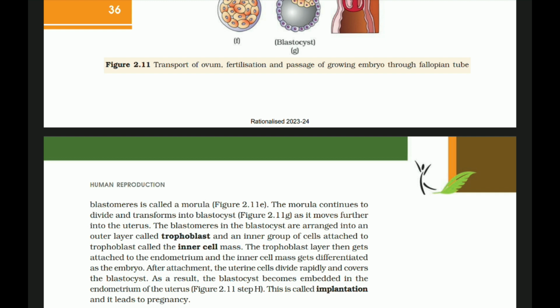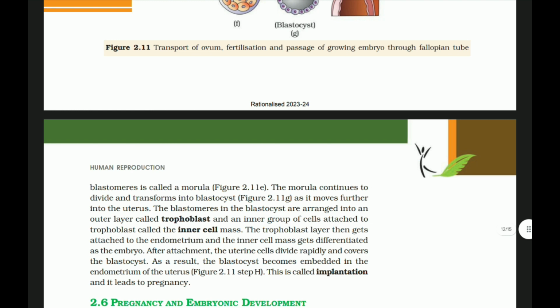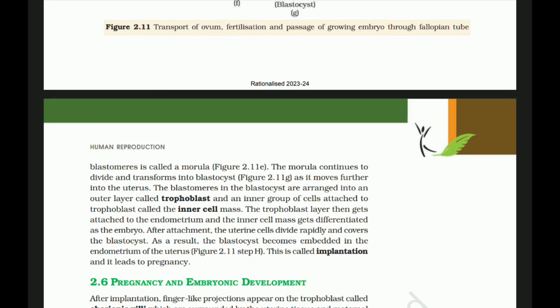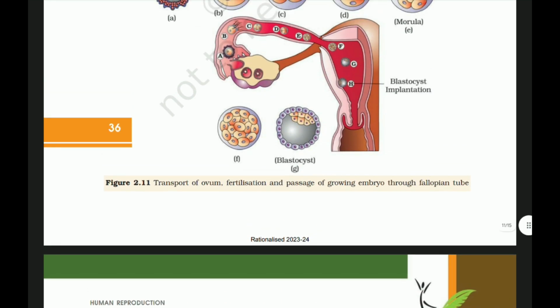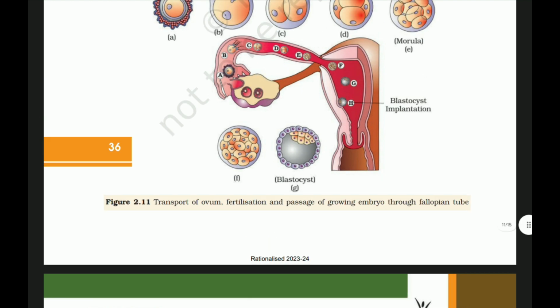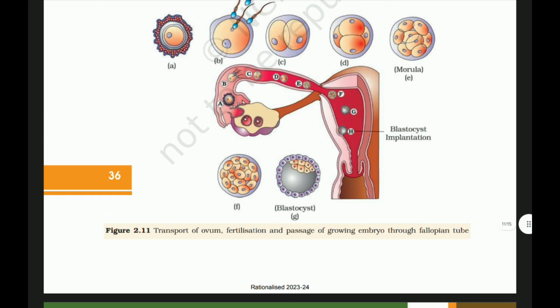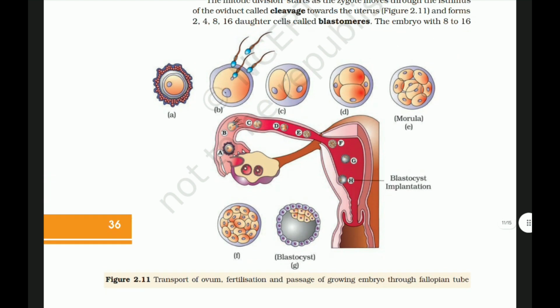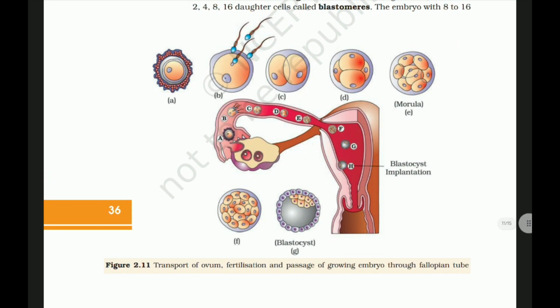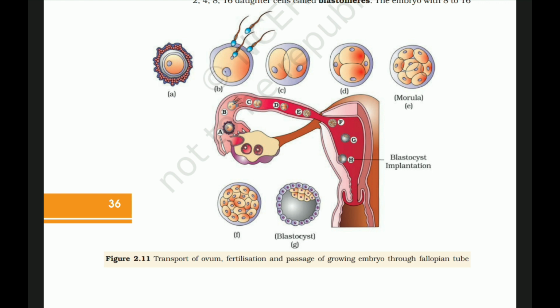After attachment, the uterine cells divide rapidly and cover the blastocyst. As a result, the blastocyst becomes embedded in the endometrium of the uterus. Figure 2.11 step H. This is called implantation and it leads to pregnancy. Figure 2.11: transport of ovum, fertilization and passage of growing embryo through the fallopian tube. A, B, C, D, E, morula, blastocyst, implantation. G, blastocyst, F.